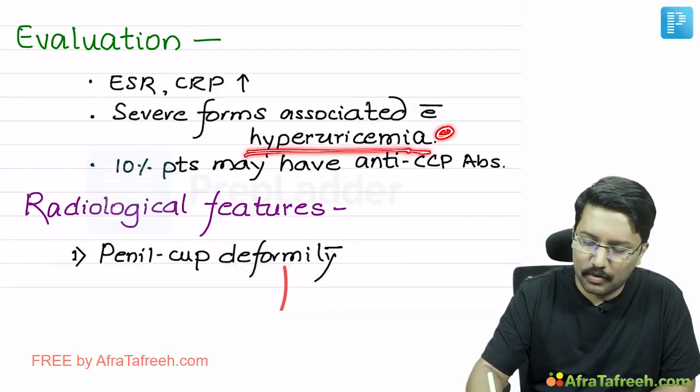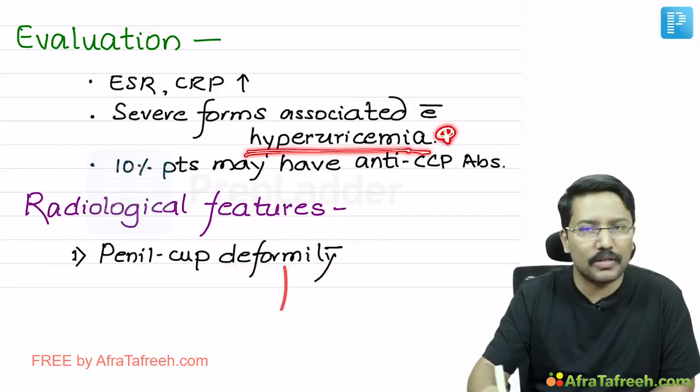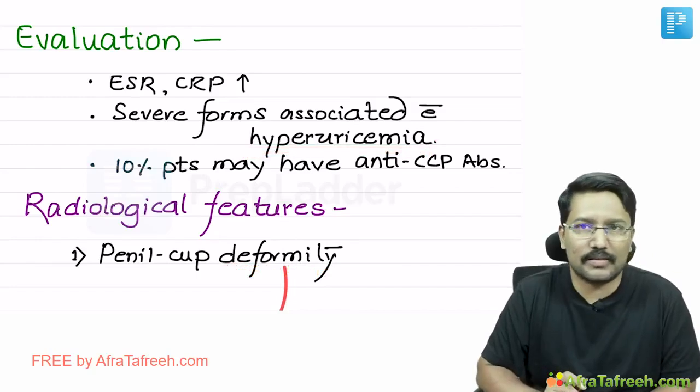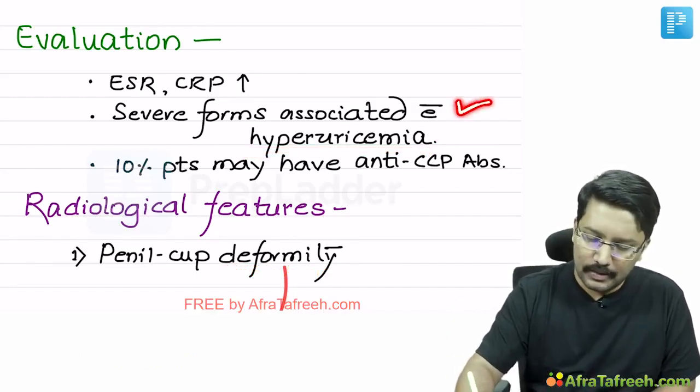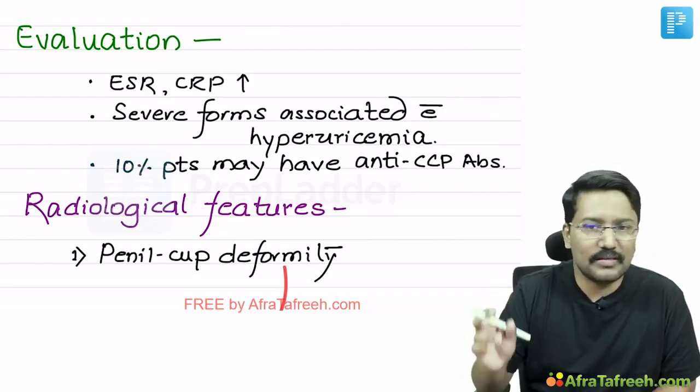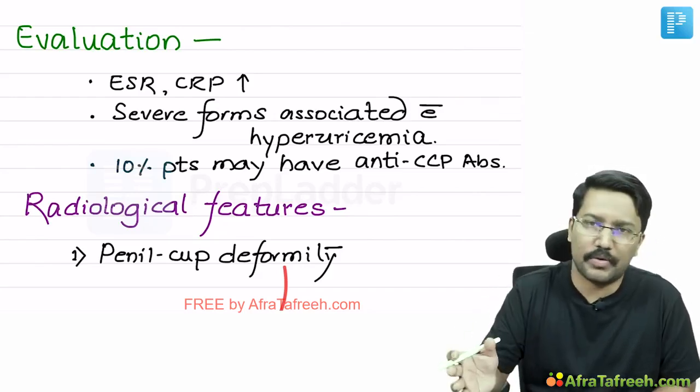And this is one important MCQ point. I have noticed MCQ centered around this in the Central Institute's entrance exams on the rheumatology paper as well as in general medicine. So I want you to remember, severe forms of psoriatic arthritis are associated with hyperuricemia.